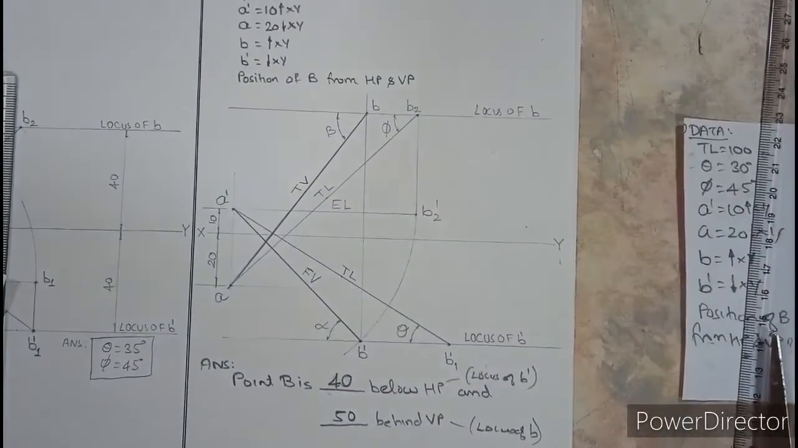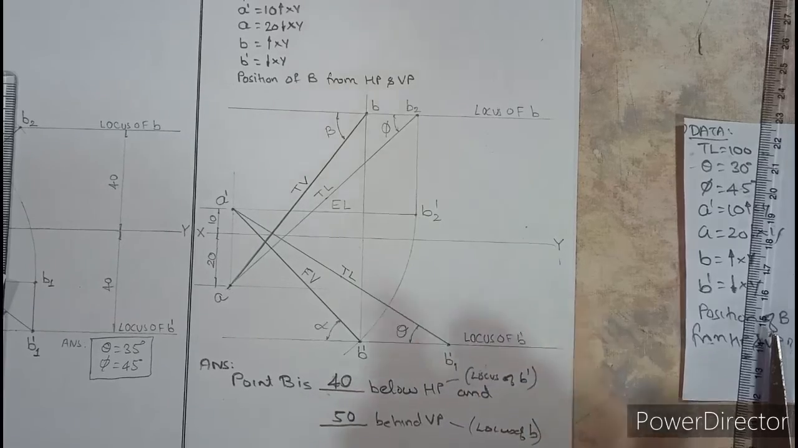Whenever they say find position, you need to write the statement like this. Point B is 40 below HP and 50 behind VP. So below HP means locus of B dash, behind VP means locus of B.